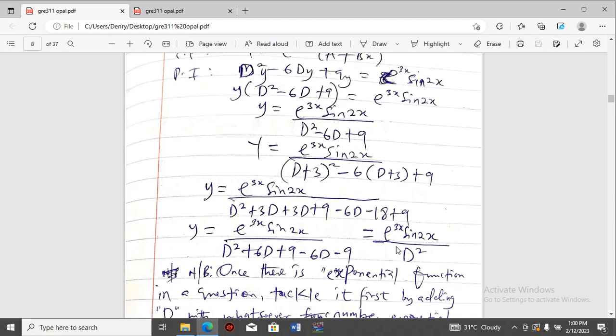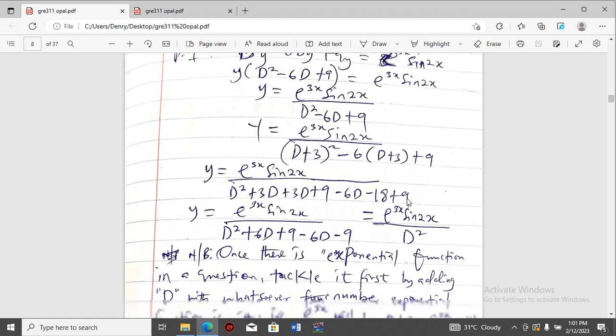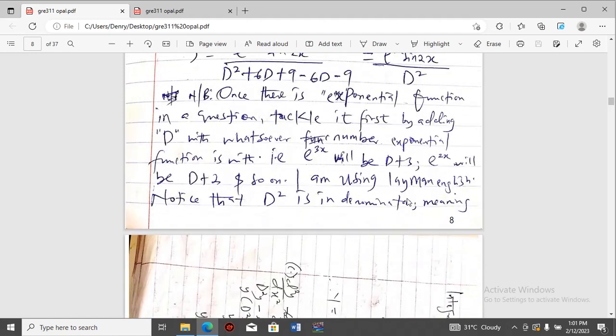when D squared is the denominator, you integrate twice, right? If it's the numerator, you differentiate twice. Have you seen the difference? Now this plus 3 means that you are totally done with dealing with the exponential function. So the main focus now will be the sine 2x. Because D squared is the denominator, you should integrate sine 2x how many times? Two times. I'm using layman English to explain.